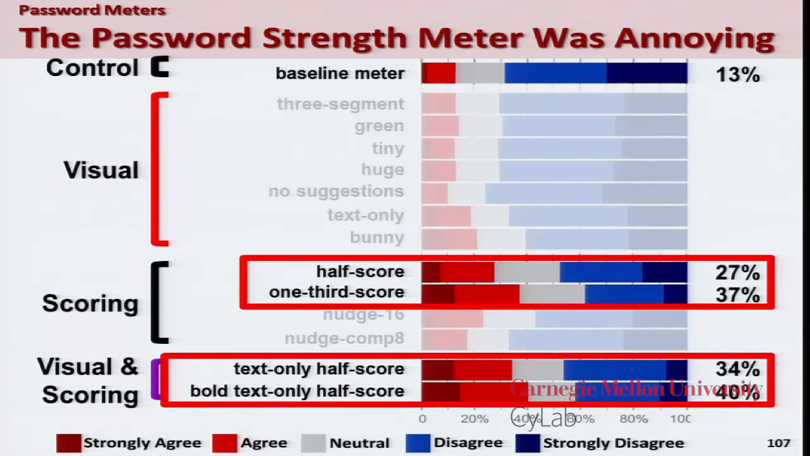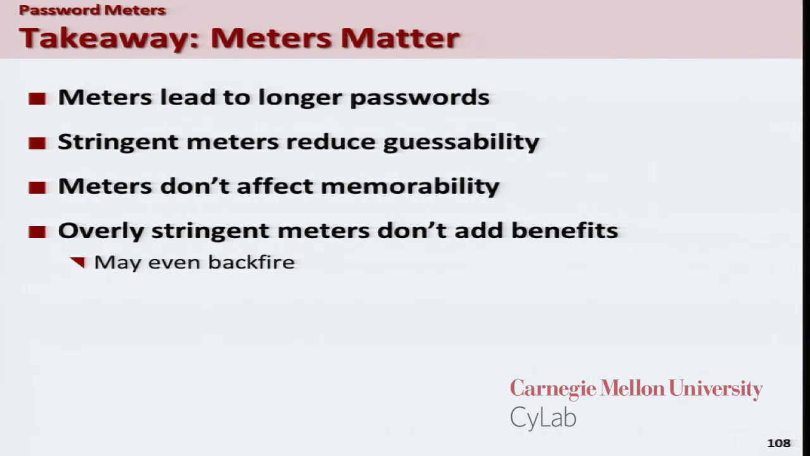And you see here in the 1/3 score meter, not only is there more red overall, but there's actually a lot more of the deepest red than there is in the next most annoying condition. There were meters that we tested that were both strict and didn't have a visual component, and those really nobody loved. So what are the takeaways here?